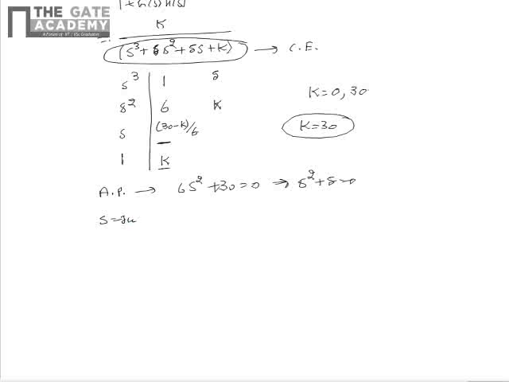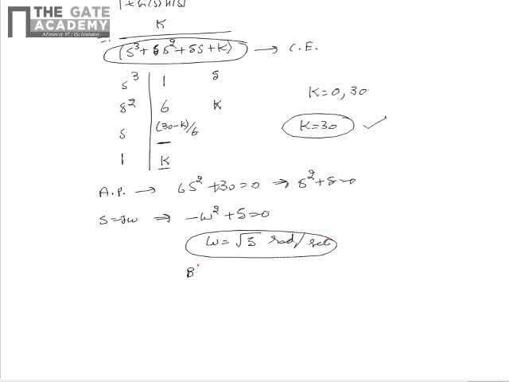Upon substituting s is equal to j omega, we see that the auxiliary polynomial gets simplified to minus omega square plus 5 equal to 0. That implies omega equal to root 5 radians per second. From this we see that if the value of K is chosen for marginal stability, that is for K equal to 30, the output contains sustained oscillation with a frequency of root 5 radians per second. Hence, the correct option for the frequency of oscillation is D.